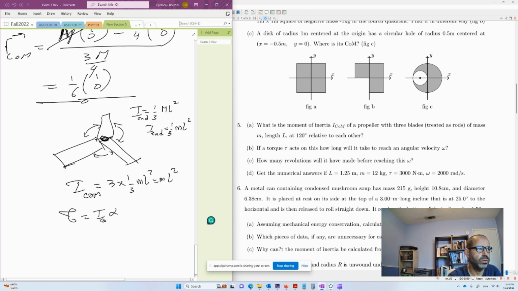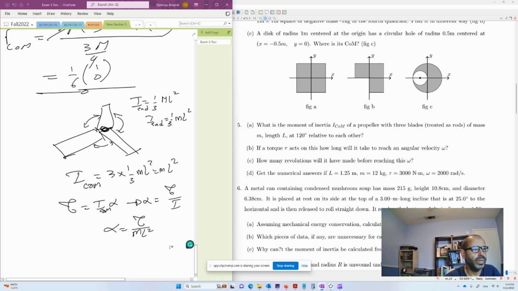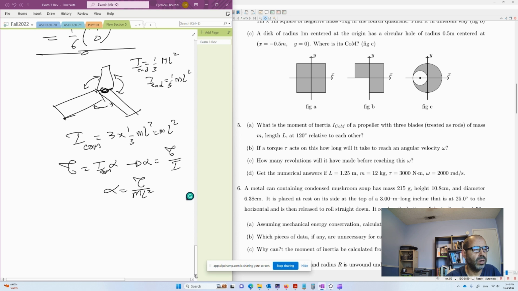I, we just computed it, so somehow torque has been applied to this propeller to get it going. And from here, we're going to compute alpha as being tau over I. So it's basically alpha is equal to tau over ml squared. Okay. We can compute alpha, and we need to find the time it takes for it to reach this speed.